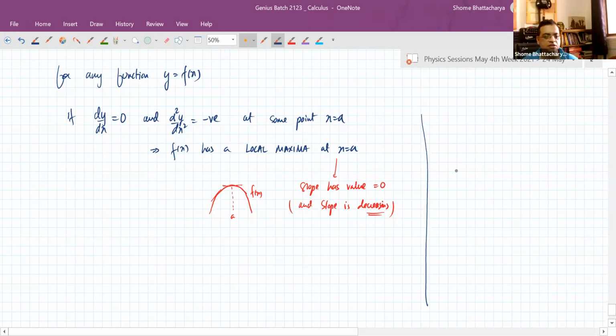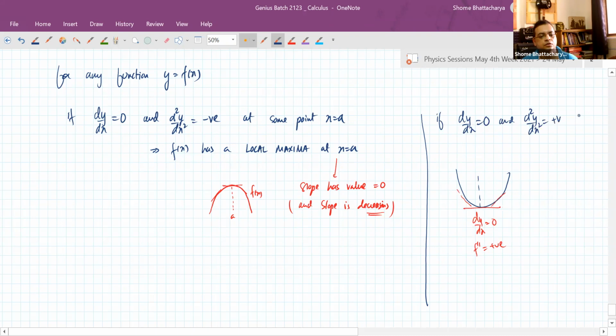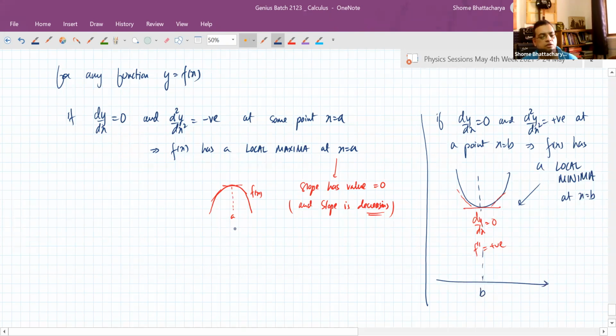And in contrast to this, if we have this sort of a point now, so what is happening over here? At this particular point, the slope is 0. Okay. dy by dx is 0. But it is changing from negative to 0 to positive. So second derivative is what kind of quantity? Positive. So this becomes a local minima point. If dy by dx is equal to 0 and second derivative is positive at a point x equal to b, then it implies that the function f(x) has a local minima at x equal to b. So on my x-axis, this point would have been b, whereas here on my x-axis, this point would have been a. Okay, and this is the function f(x).